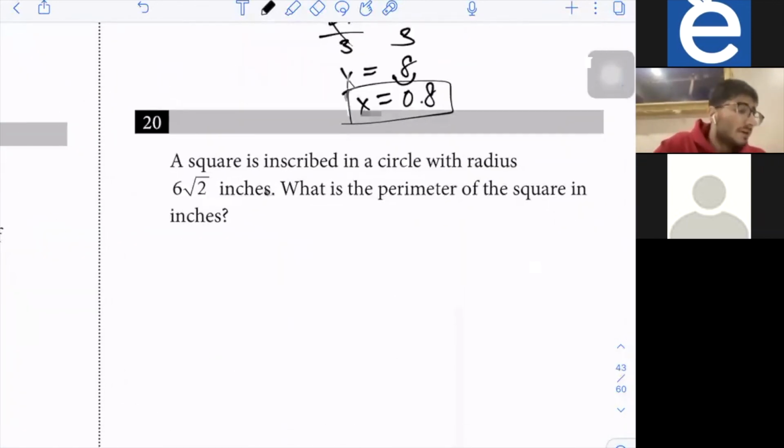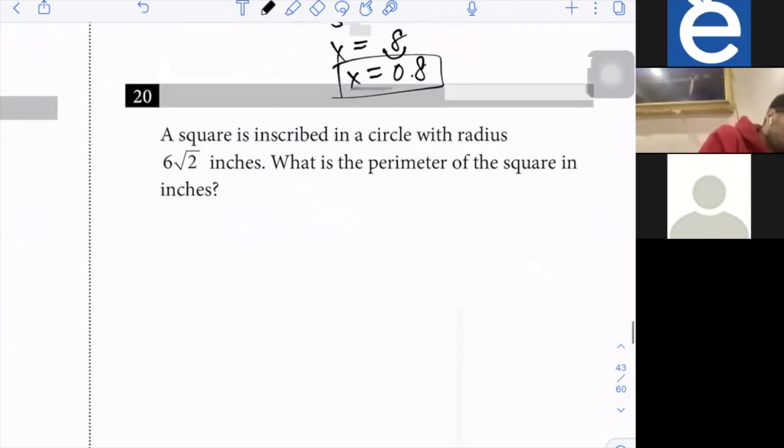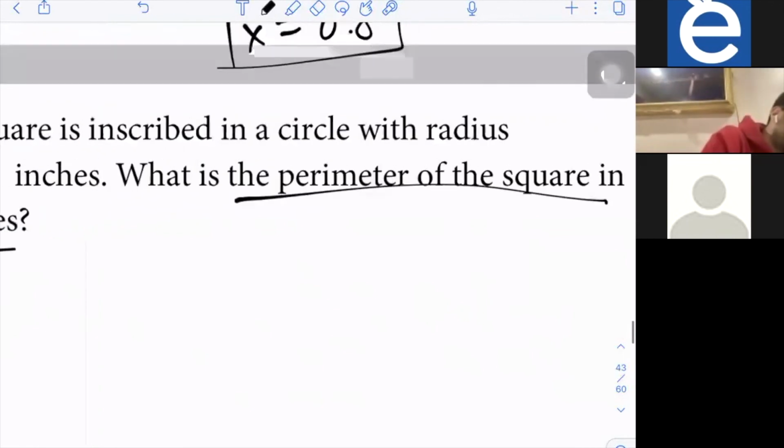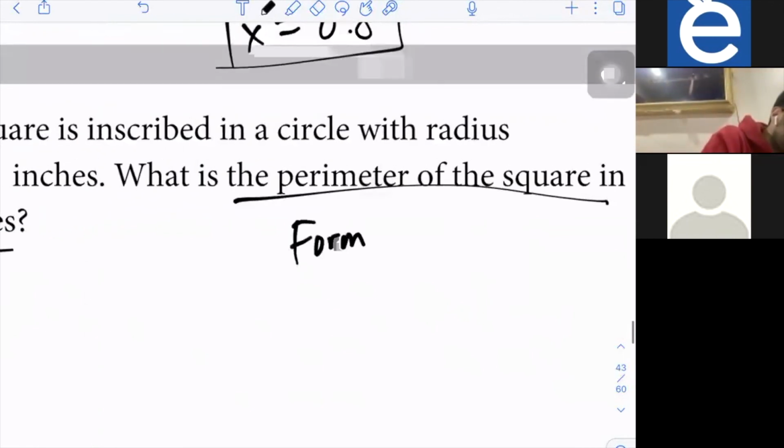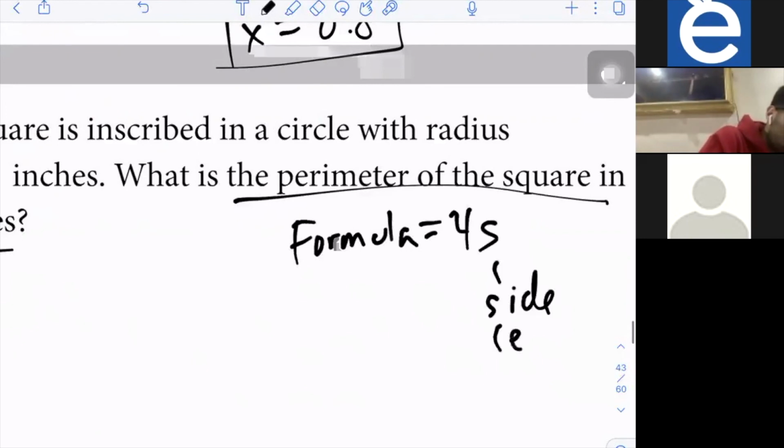A square is inscribed in a circle with radius 6 radical 2 inches. So let's draw it. And what is the perimeter of the square in inches? So they're asking for the perimeter. The formula for perimeter is 4s, where s is a side length.